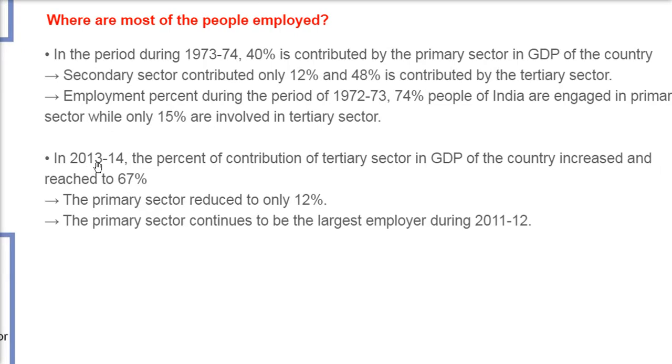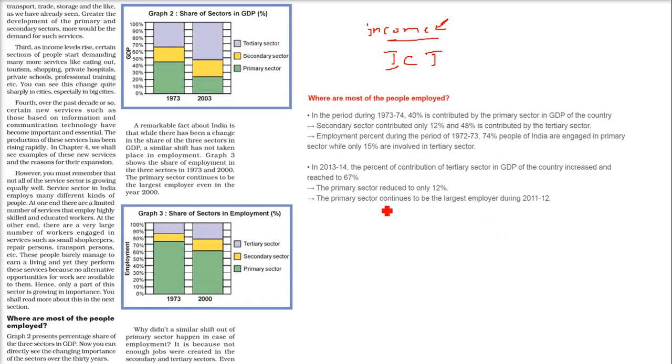And if you come to some nearby years, the percent contribution of the tertiary sector has increased. It has gone up to 67%. The primary sector just reduced to 12%. So the primary sector continues to be the largest employer during 2015, 2011, 2012. The primary sector is giving just a quarter of the GDP, but most of the people are employed here only, right?